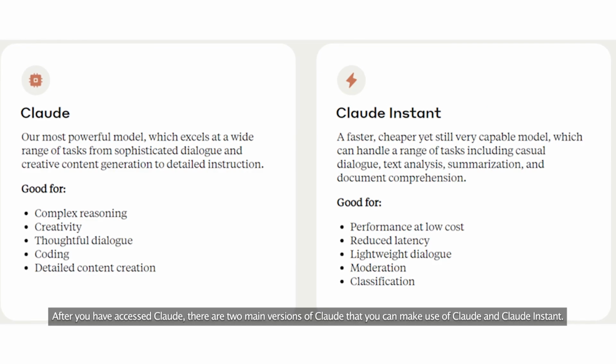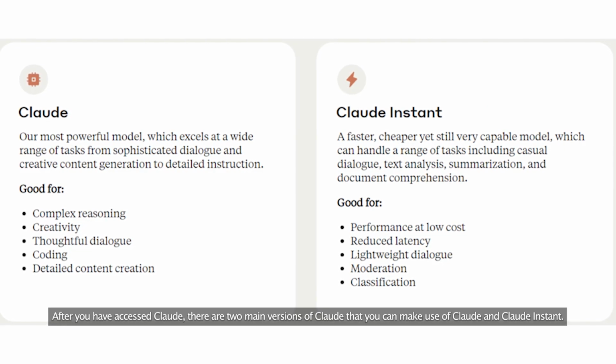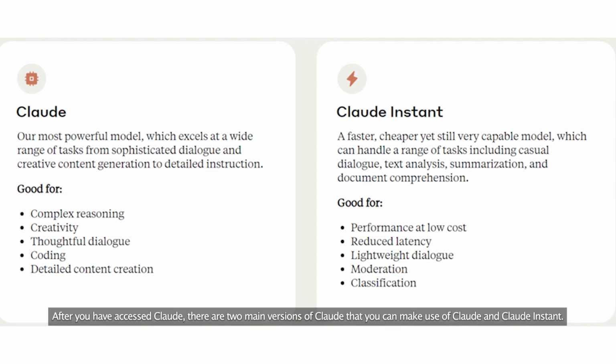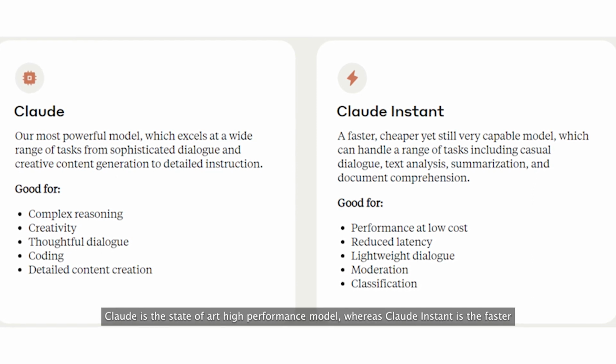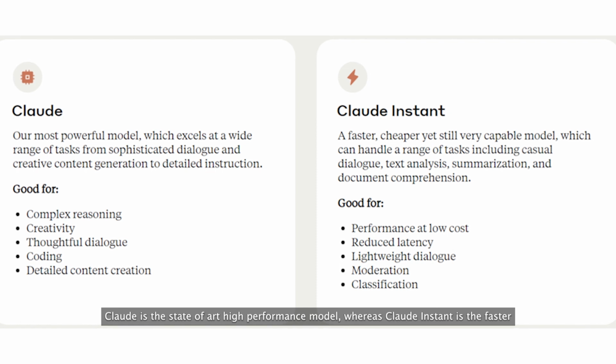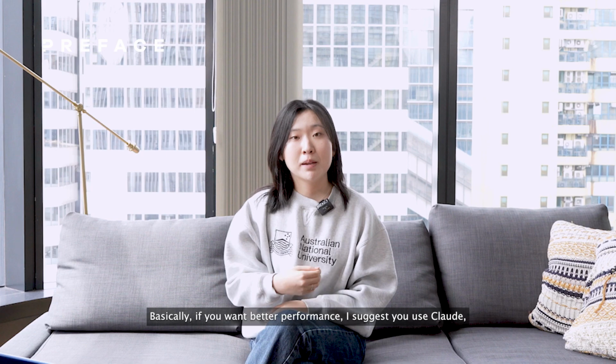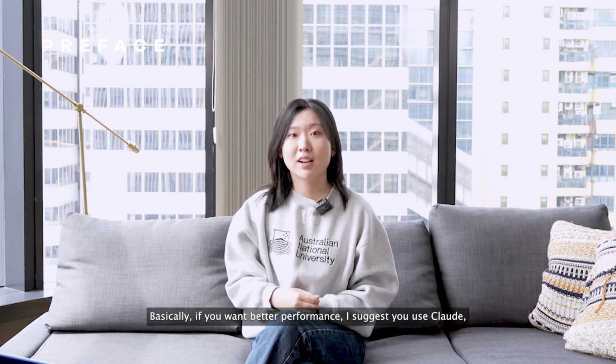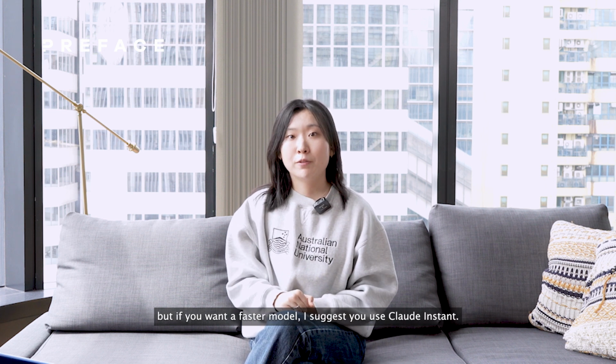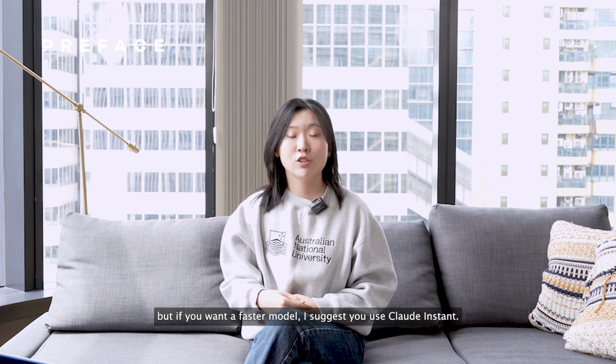After you have accessed Claude, there are 2 main versions of Claude that you can make use of: Claude and Claude Instant. Claude is the state-of-the-art high-performance model, whereas Claude Instant is the faster and computationally less expensive model. Basically, if you want better performance, I suggest you use Claude. But if you want a faster model, I suggest you use Claude Instant.